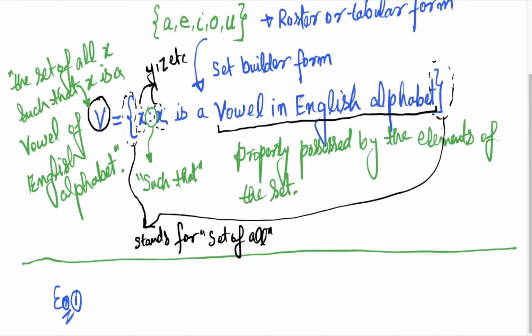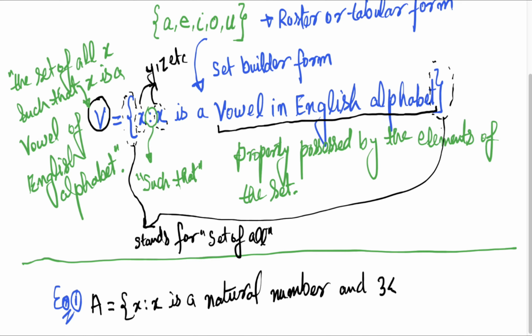Okay, first example. The question is given in set builder form: x such that x is a natural number and x lies between 3 and 10. So we can write the values of x which lie between 3 and 10: 4, 5, 6, 7, 8, 9. After writing, we can observe that this is in roster or tabular form.